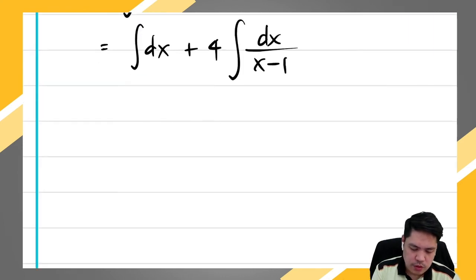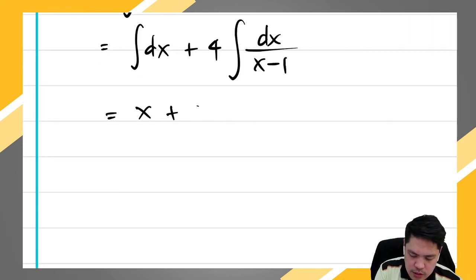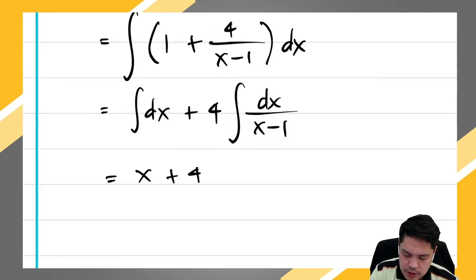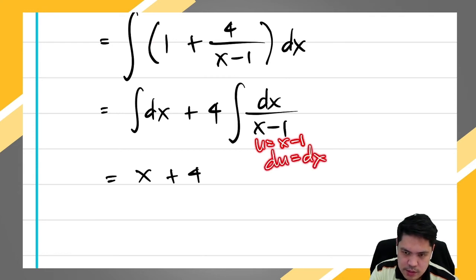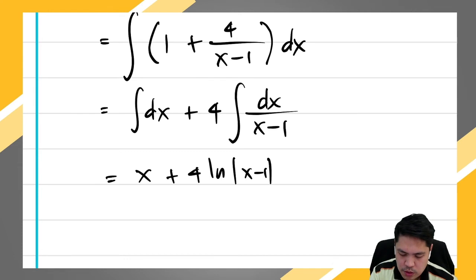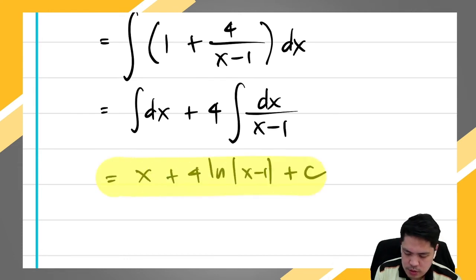So, the integral of dx is just x, plus 4 times the integral of this. Remember that if u is x minus 1, du is just dx. So therefore, this is simply du over u, or the integral of that is ln u, which is ln of x minus 1, then plus c. This is our answer.